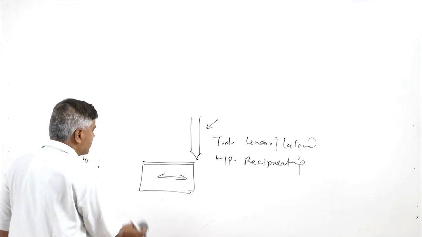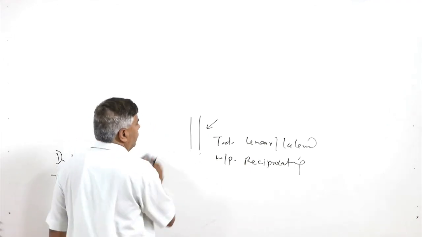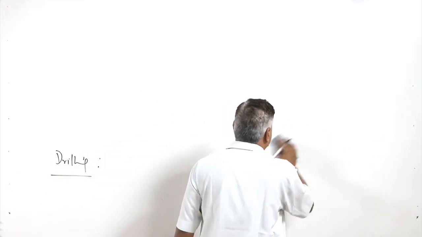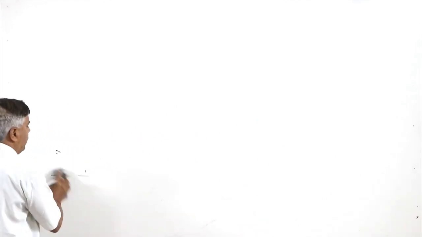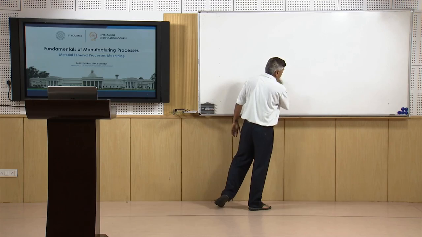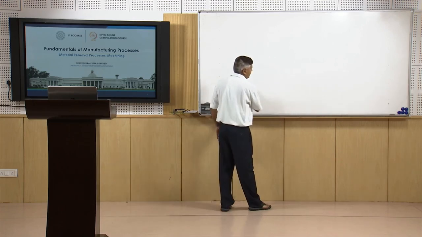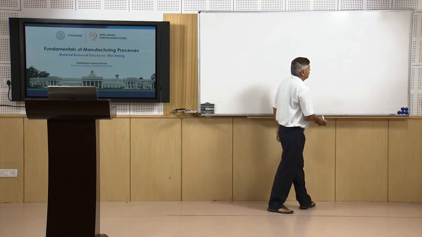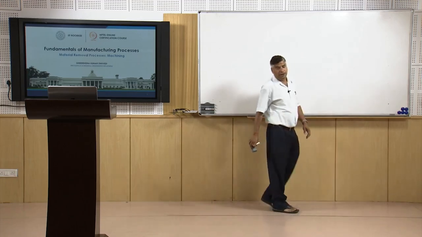So, this is the difference. In case of shaping, the tool reciprocates and the workpiece is given the lateral movement in order to cover the entire surface area, meaning feed is given to the workpiece, while in case of planing, the reciprocating movement is given to the workpiece and the tool is fixed, and lateral movement is given to the tool in order to cover the entire surface area of the workpiece.